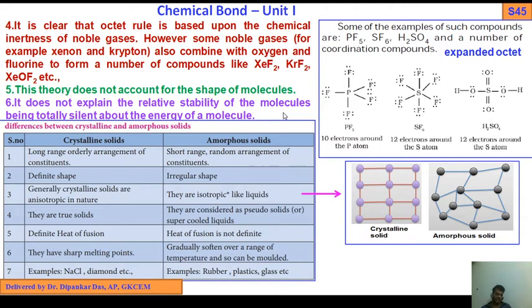So three exceptions we have already discussed: odd electron system, expanded octet, and incomplete octet. And also some chemical inertness of the noble gases. However, some noble gases also react to form compounds like XeF2, KrF2, and this theory doesn't account for the shape of the molecules, and it doesn't explain the relative stability of the molecules, being totally silent about the energy of the molecules. So these are the drawbacks, or you can say limitations, of the octet rule.